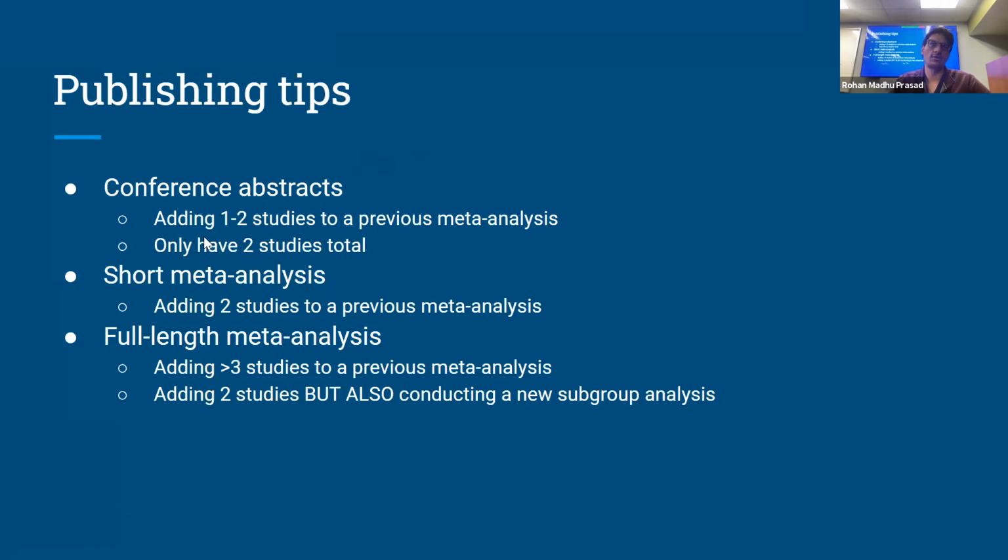But let's say there's never been a meta-analysis done before, then you need at least 2 studies to do an abstract. For a short meta-analysis, you would want to add at least 2 studies to a previous meta-analysis. Now, if you've got 3 or more studies, you would want to do a full-length meta-analysis. That's how you would know. You could also do a full meta-analysis if you only have 2 studies, but you find a way to do a new subgroup analysis. Basically, a subgroup analysis is comparing the different studies. I have a picture later. I'll show you later. It's easier if I show you.